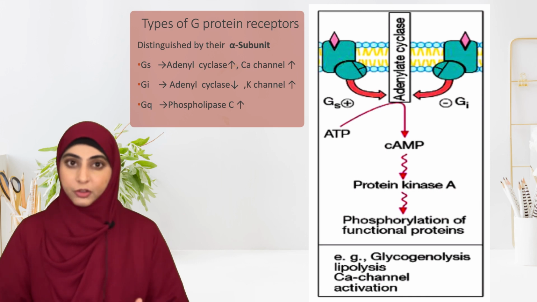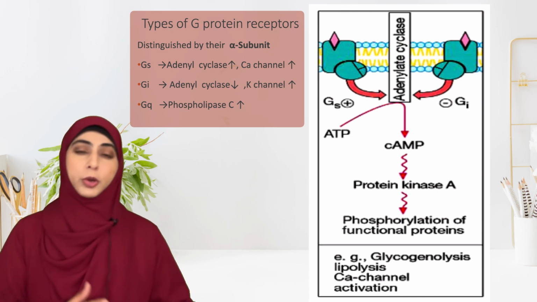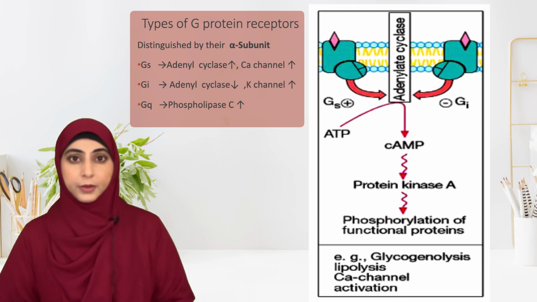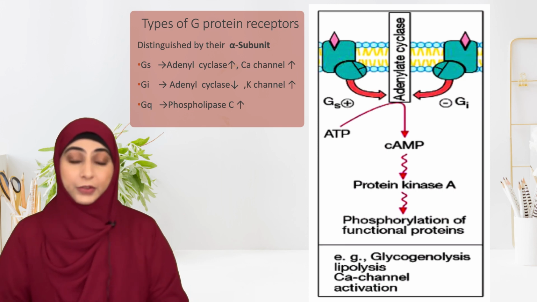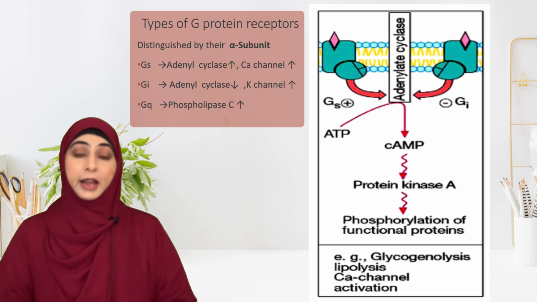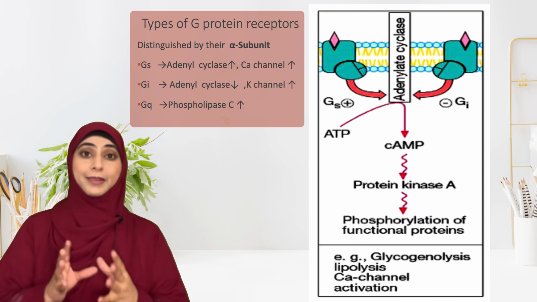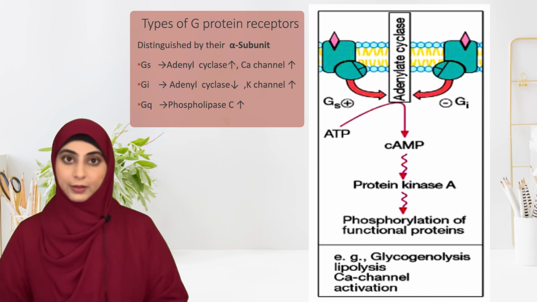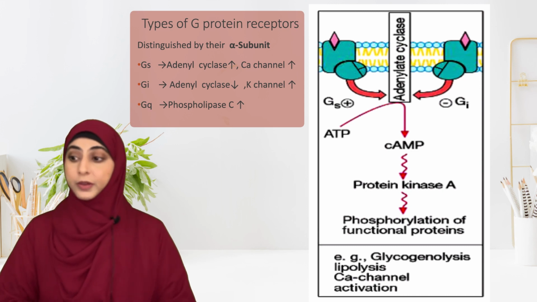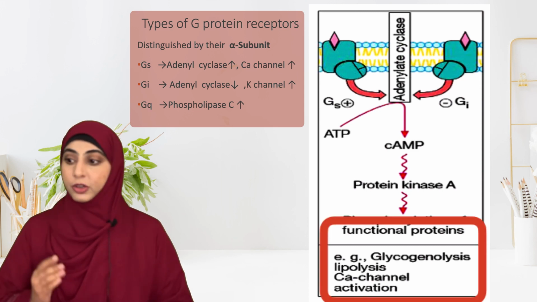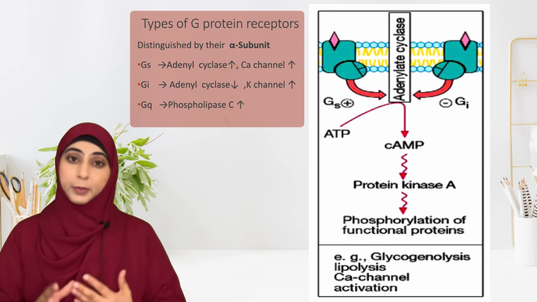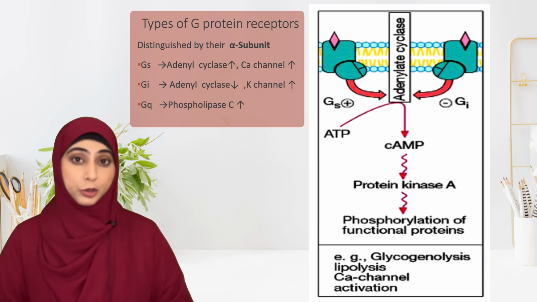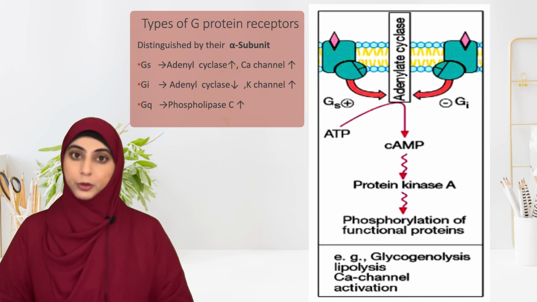Side by side, while GS, GI, and GQ are activating their targets like adenyl cyclase or phospholipase C, the beta gamma subunit stays in the membrane and causes or modulates the effect of certain ion channels. GS protein causes opening of calcium channels. GI protein causes opening of potassium channels. These actions are mediated by the beta gamma subunit and not by the alpha subunit of that G protein.